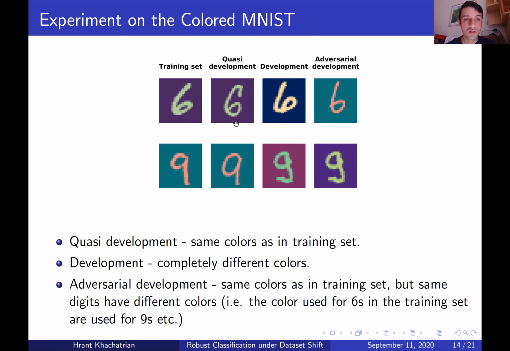One of them is called quasi-development, which has the same colors as the training set. Then there is another one which has different colors from the training set. And then there is adversarial, which has the same colors as the training set, but with shifted labels. So 6 digits are colored with the color which was used for 9.